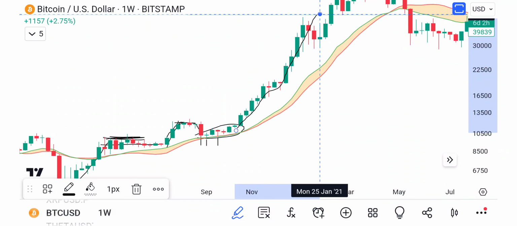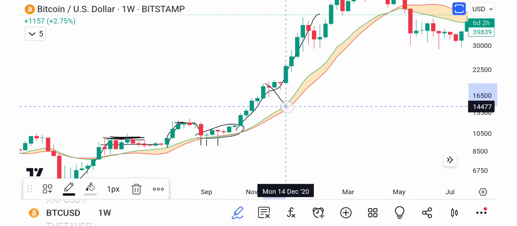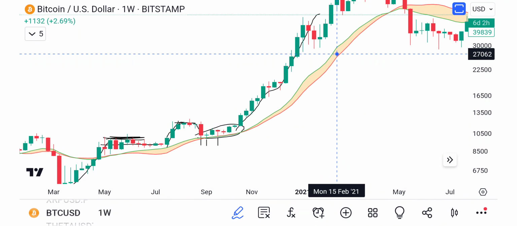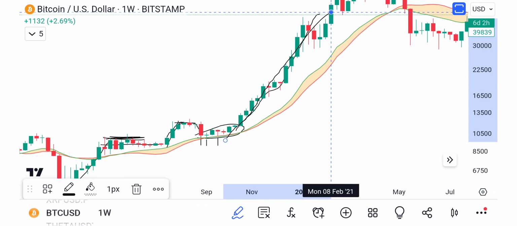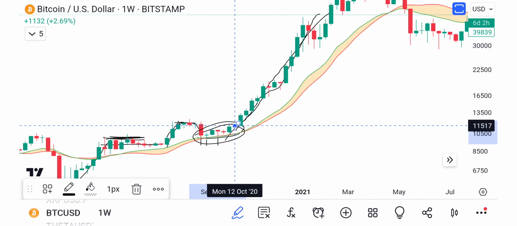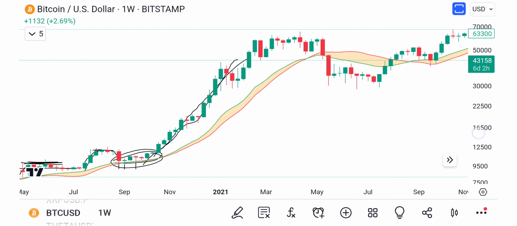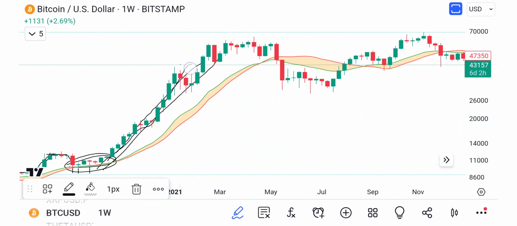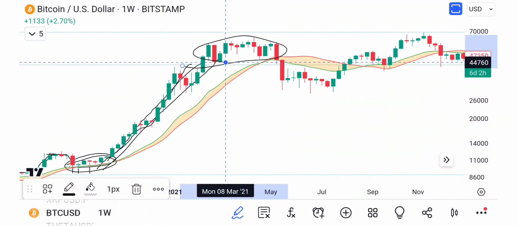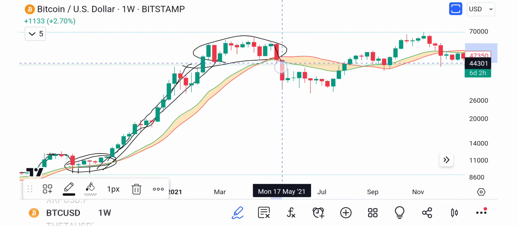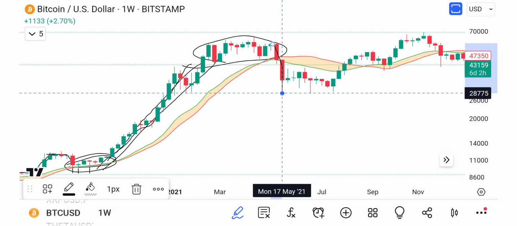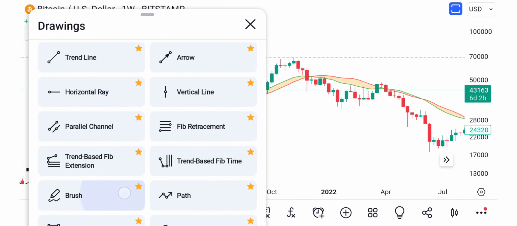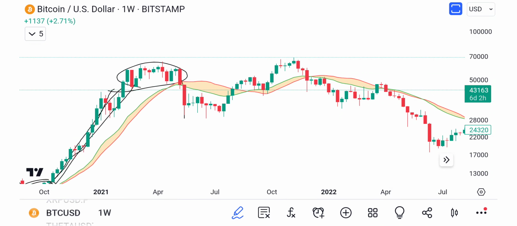But the thing is, like back in 2017, it tested it. But here, Bitcoin never tested it. It only tested it that one time. So what happened was the price got overextended, which then caused this massive distribution, right? Which then caused what? The price to come back over. But here's where the trickery occurred. People were not convinced that it was over.